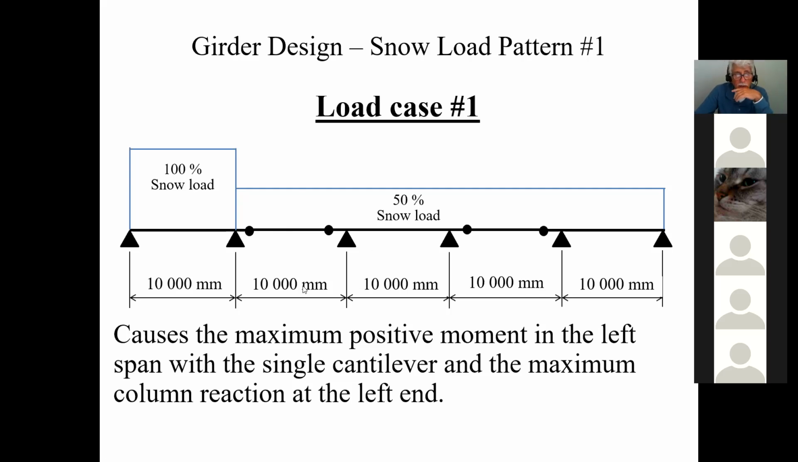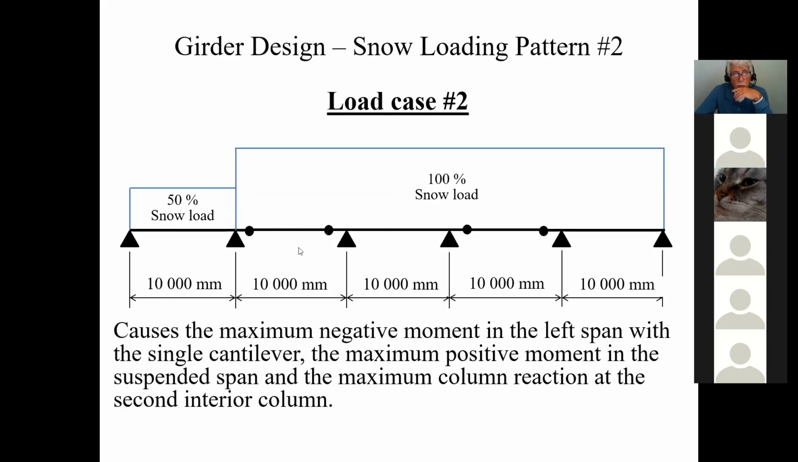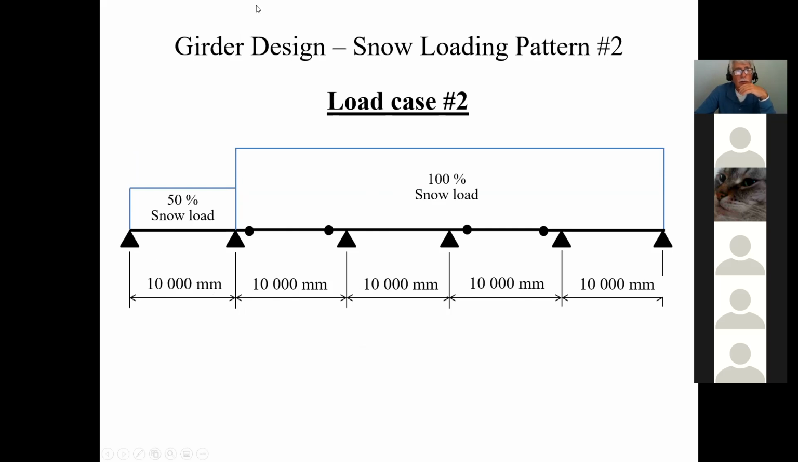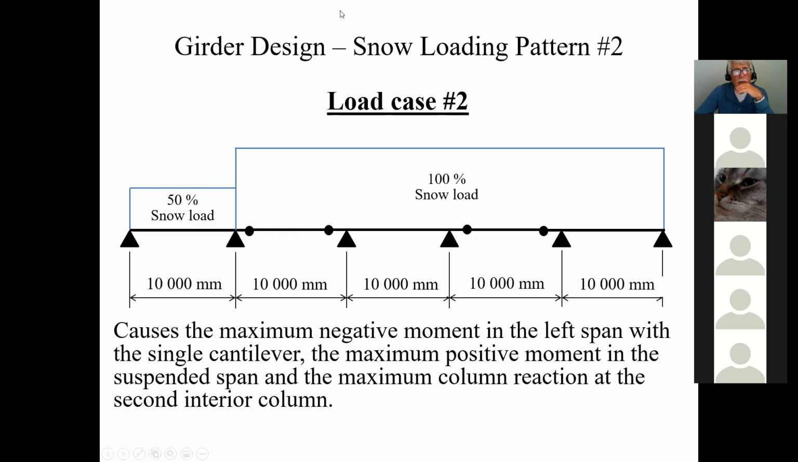Then load case number 2. Load case number 2 is this. You put only half here, and then you put 100% all the way across the rest of your roof. Therefore, it causes the maximum negative moment in the left span. So the first one gave you the maximum positive moment here. In other words, what this means, and I'll try to draw it for you so that you guys can see it, okay.